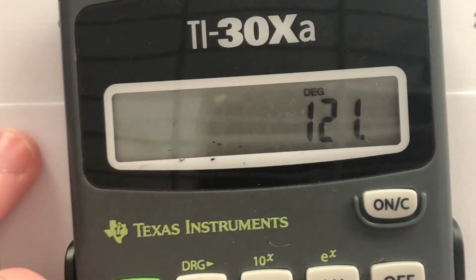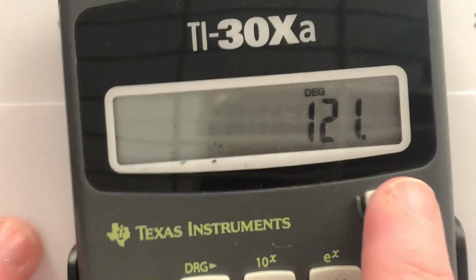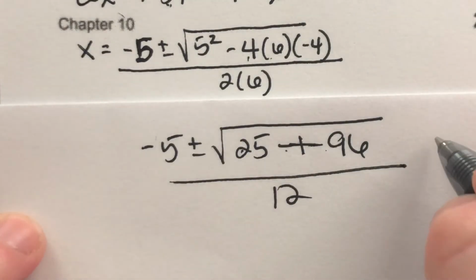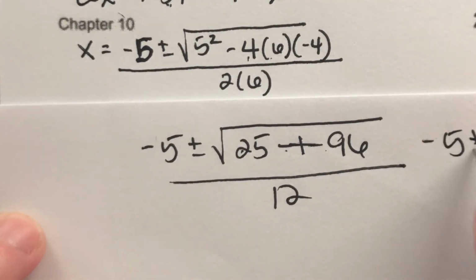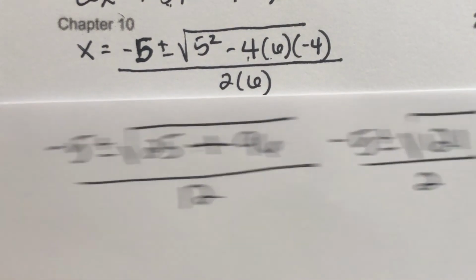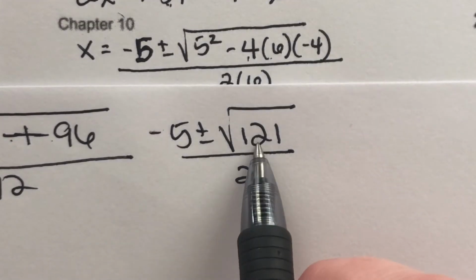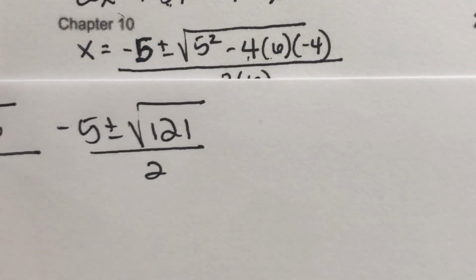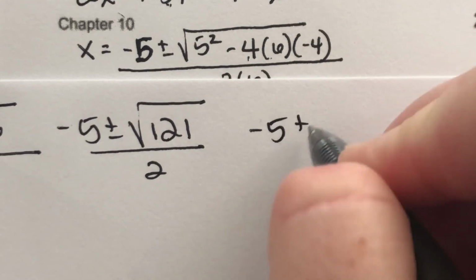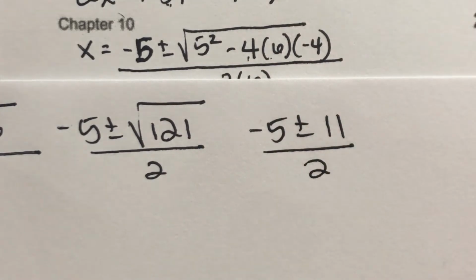121. Not good with numbers. Just kidding. 121. So negative 5 plus or minus the square root of 121. Anybody recognize 121? It's 11 squared, right? So the square root of 121 is 11. So negative 5 plus or minus 11 all over 2.